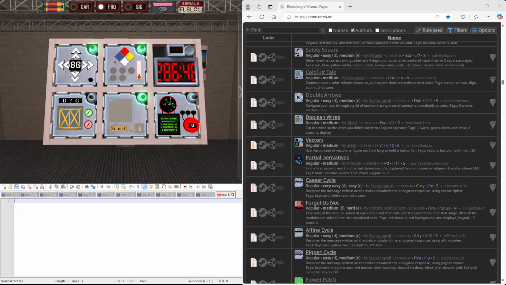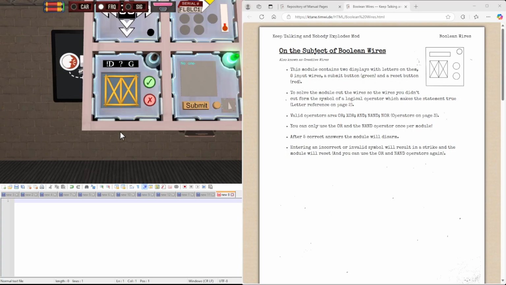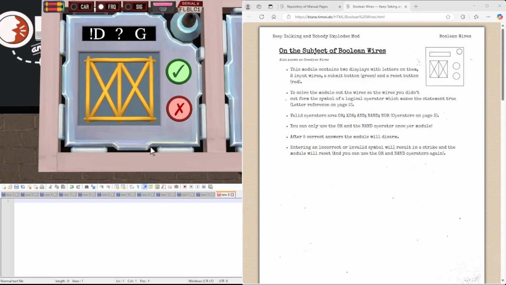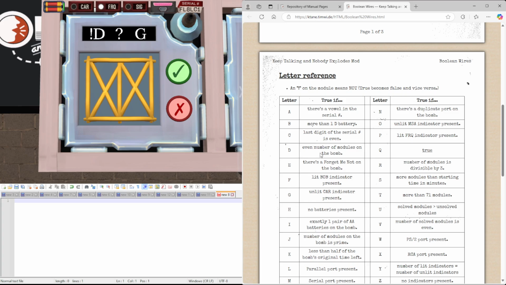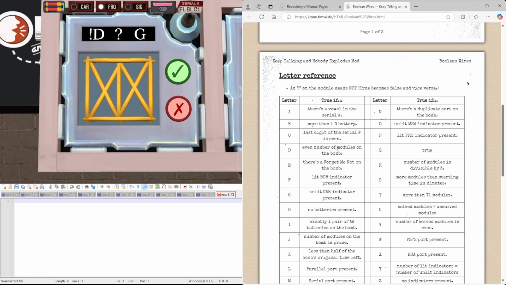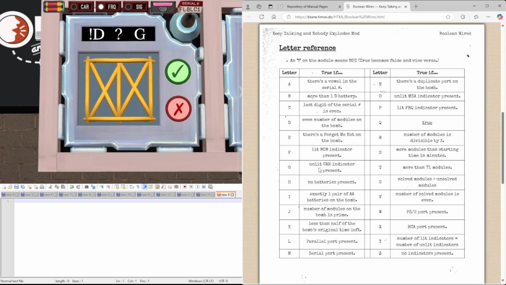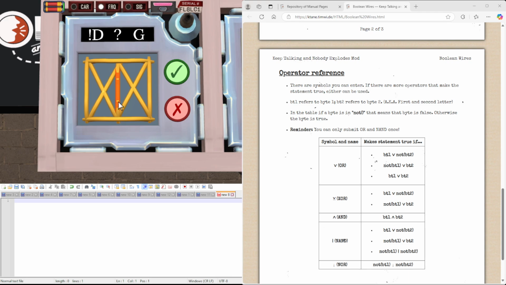Okay, Boolean wires. Not D and G, in number of modules on the bottom. That's false. So true. Got true and true, and true and true, so that's AND.